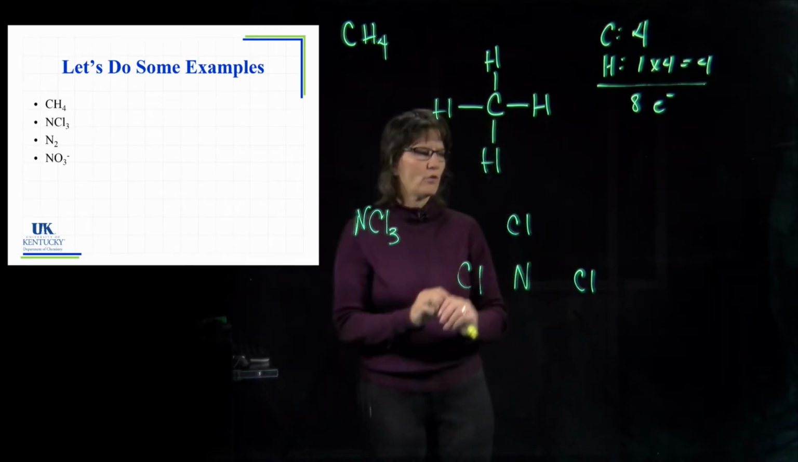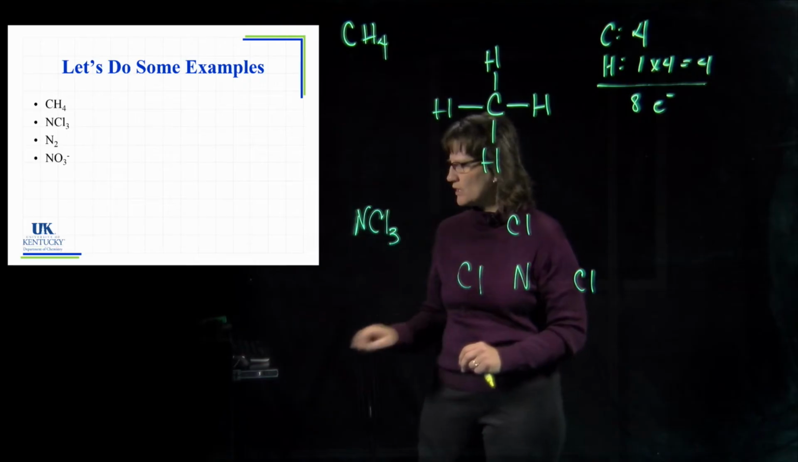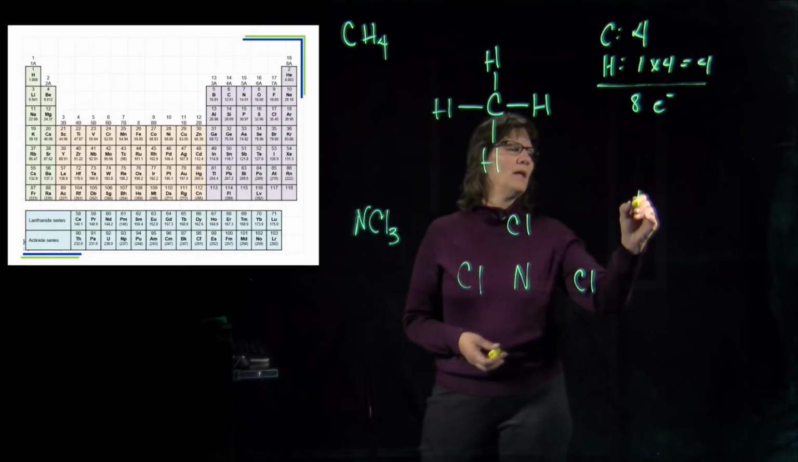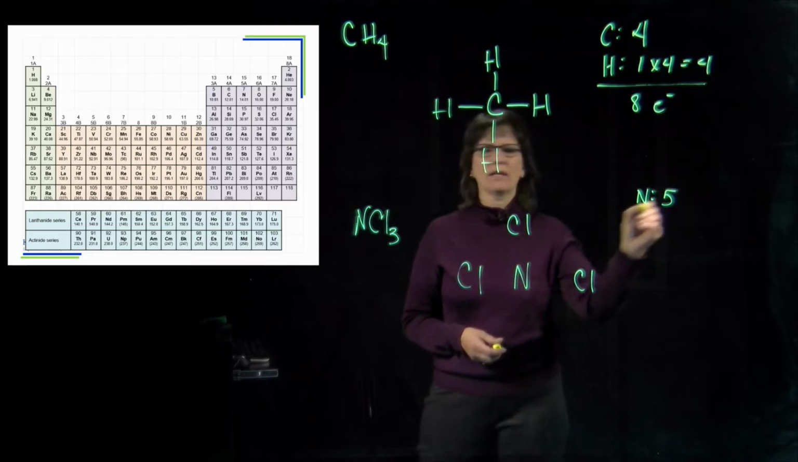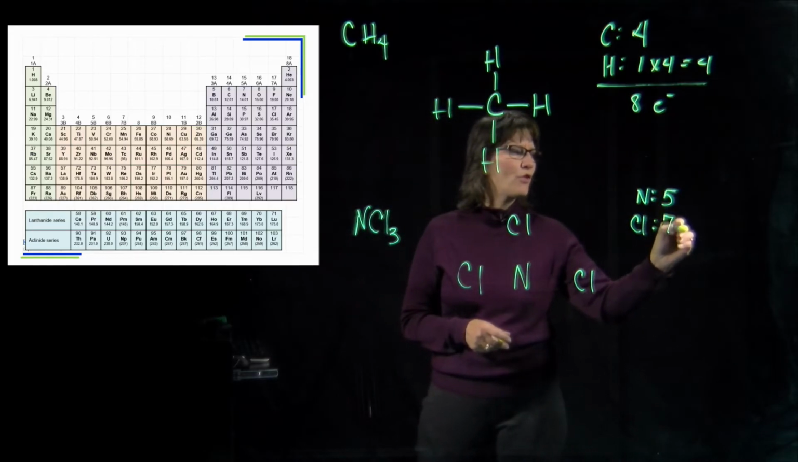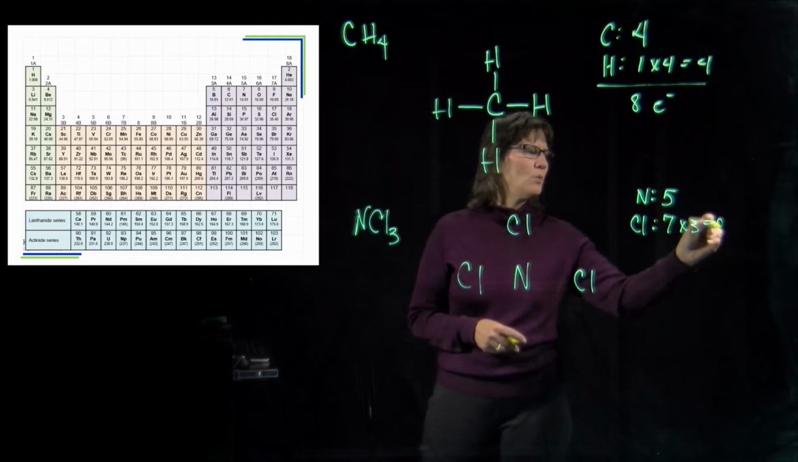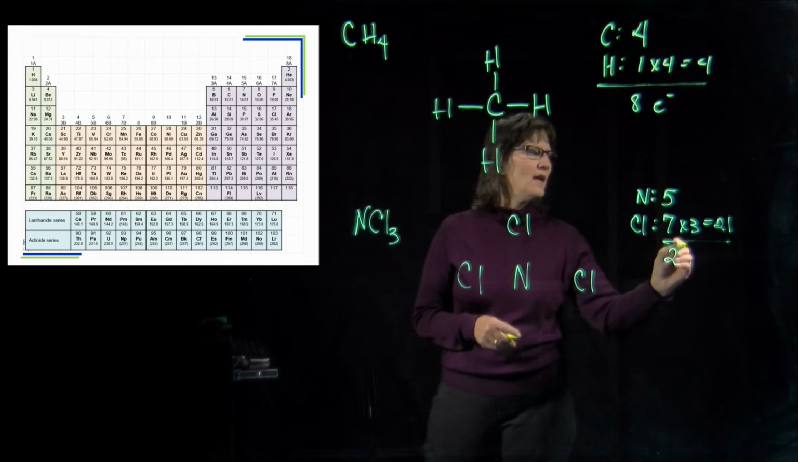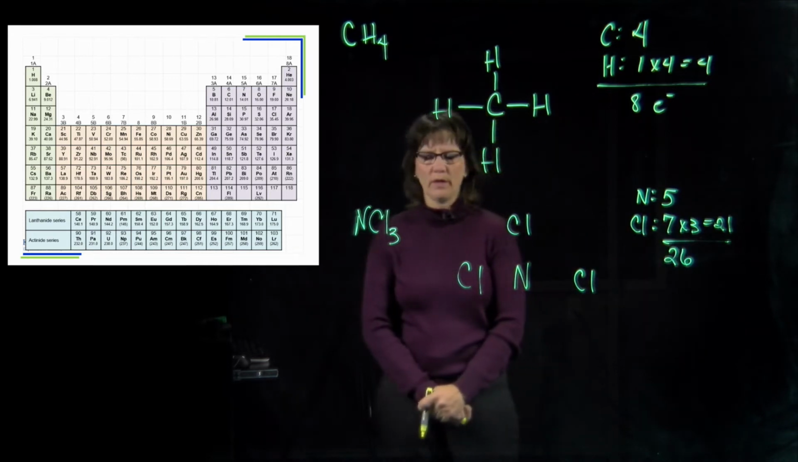Hold that for a moment and let's start counting valence electrons by looking at a periodic table. Nitrogen is in the family that has 5 valence electrons. Chlorine has 7, but there are 3 of them for 21 electrons there. That means I have 26 electrons to work with.